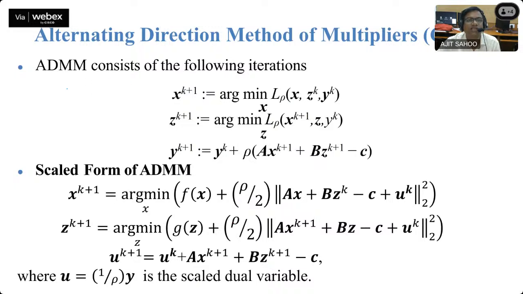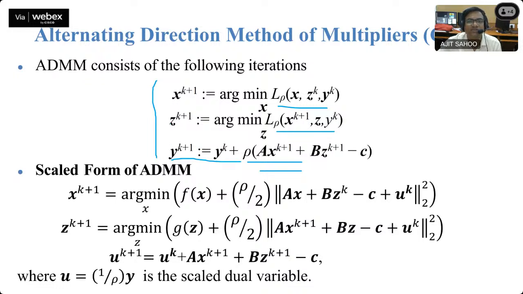Now, like the earlier case where we updated x and y, now we have to update x, z, and y. If you go for the updates, you'll get these types of steps. These algorithms are not shown here, but you can go through any research paper or book and get these steps easily. This is the augmented Lagrangian, and this is the dual variable. So this is called ADMM, the alternating direction method of multipliers.